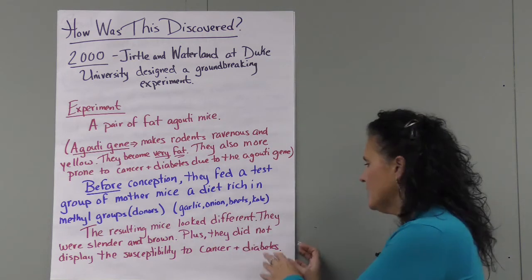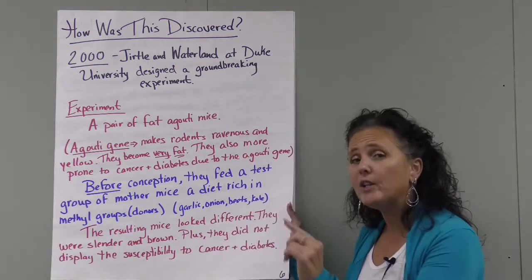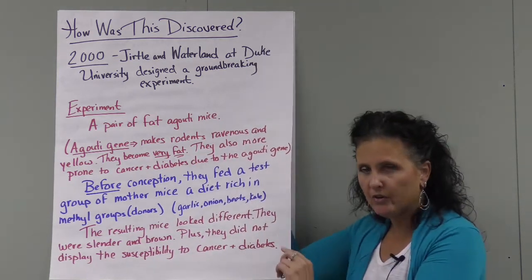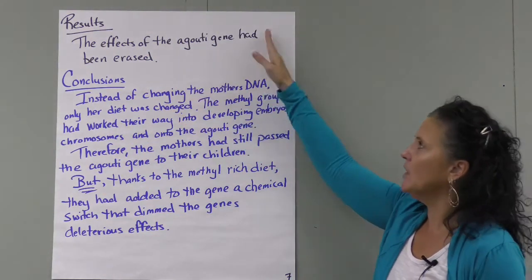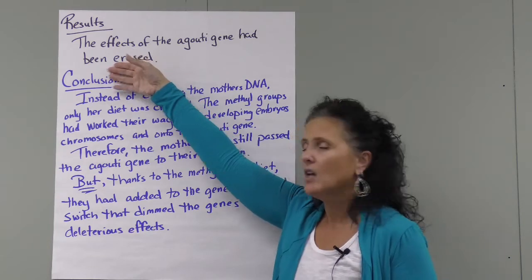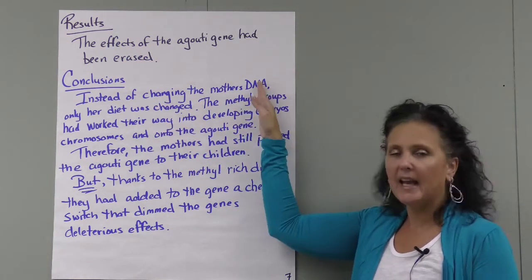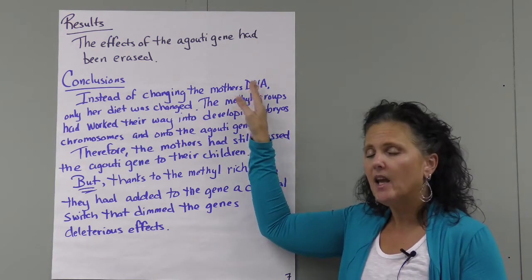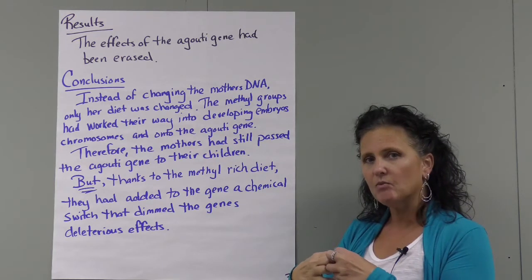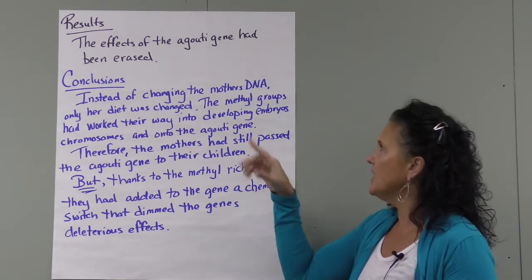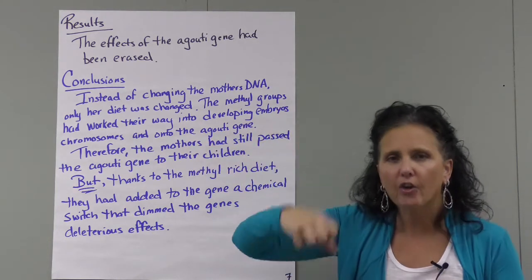and also they go back and look and they don't have that cancer diabetes gene link. Okay, so the thing to remember is they still have the same genetic code. All we changed were the amount of methyl groups on their DNA. We added methyl groups. So the results were the effects of the agouti gene had been erased, right? So what can we conclude by this experiment? Instead of changing the mother's DNA, we only changed her diet. And what we did was add these methyl groups, and they worked their way into the genes, remember, that are around the histone proteins in the chromosomes of the embryos and onto this agouti gene and turned it off.